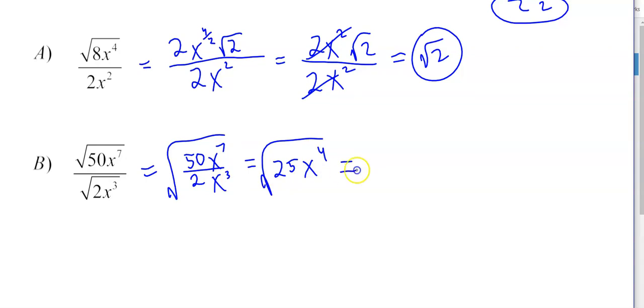Well, now this is a much easier problem. You probably know the answer. Square root of 25 is 5. If you don't know, the square root of x to the fourth would be 4 over 2 power, which is x squared. So the answer is 5x squared.